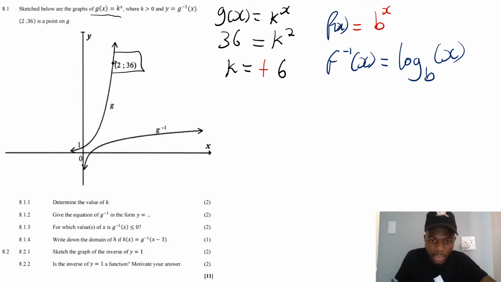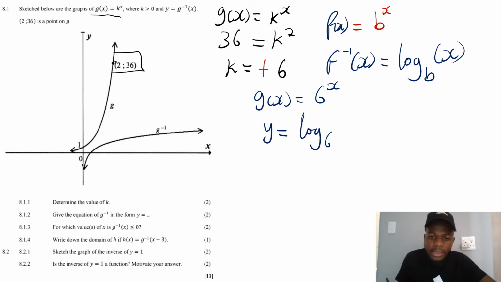So even here, if you can check, g of x is 6 to the power x, because k is 6. So it means the inverse of this one, they said we must write it in the form of y. The inverse is going to be log, what is our base there? It's 6, then x. So this is the equation of the inverse of g: y equals log x base 6. Okay, that's it. We are done with 8.1.2.